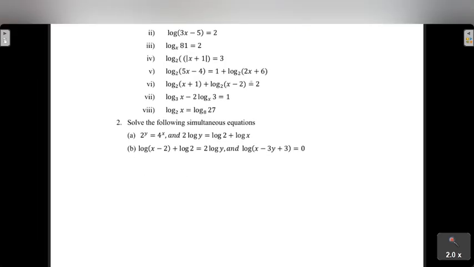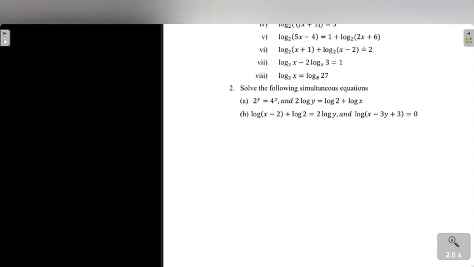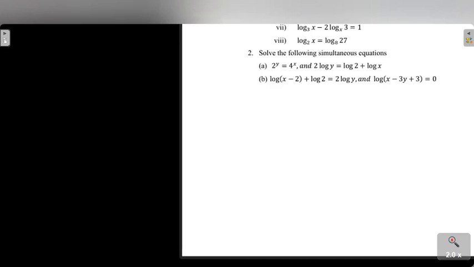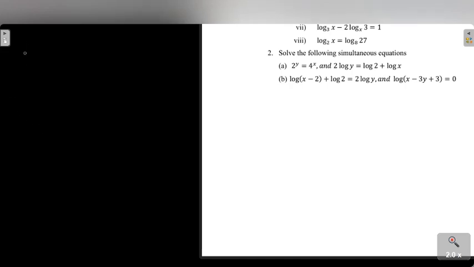Now moving to question number 2, which is our last question. The question is saying, solve the following simultaneous equations. For A, we have 2 to the power y, which is equal to 4 to the power x. Then also we have 2 log of y, which is equal to log of 2 plus the log of x.